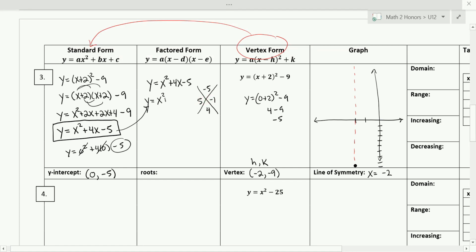So x squared plus 5x minus 1x minus 5. Factor out an x. Factor out an x plus 5. And you get y is x plus 5 times x minus 1. And that is our factored form for this quadratic.